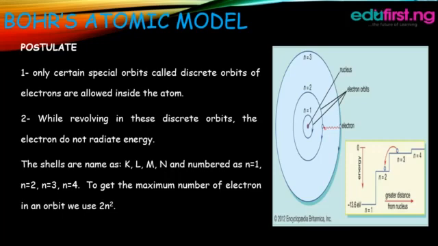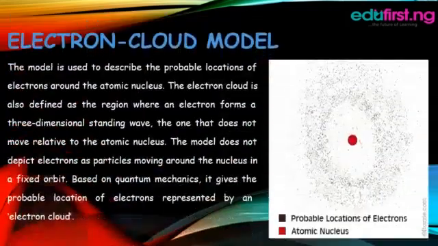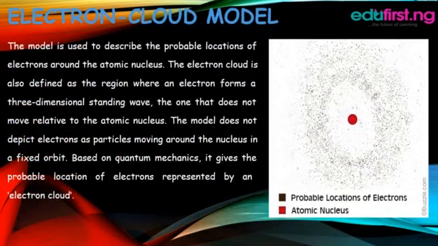This is how it is explained. If you look at it, from n equals 2, when it is excited and gains more energy, it jumps to n equals 3, which is the third shell. And when it loses its energy, it goes back to its original shell, which is n equals 2. So now, the last one is the electron cloud model.